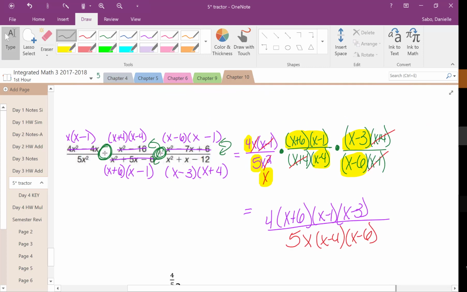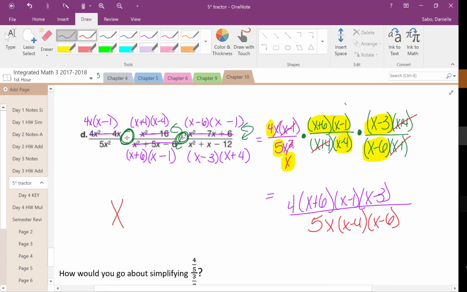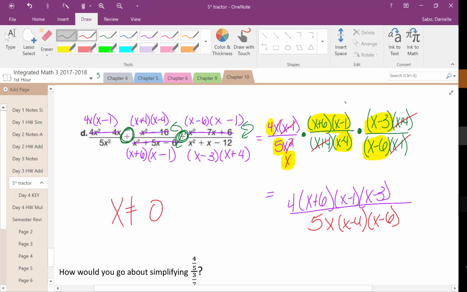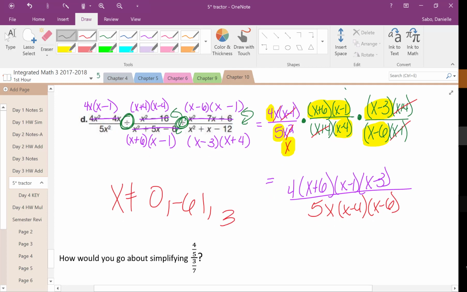We have the restricted values. This is the hard part. There's a lot of them. What makes the denominator equal to 0 here? 0. What makes this one equal to 0? What makes this one equal to 0? What makes this one equal to 0? 3. And this one? Negative 4. Whoa, we're not done, because every time you see division, you must look at the numerator. This one. Negative 4, we have it. What about this one? Positive 4.